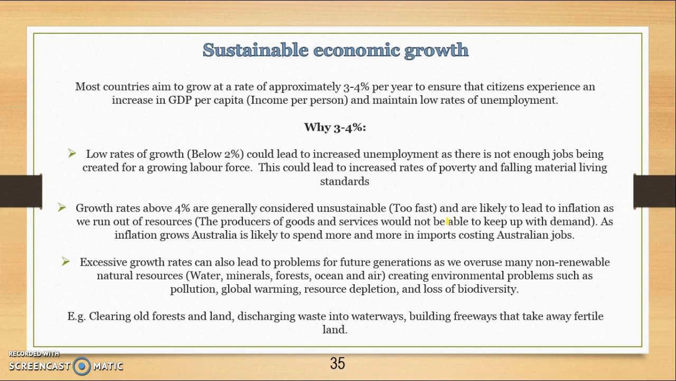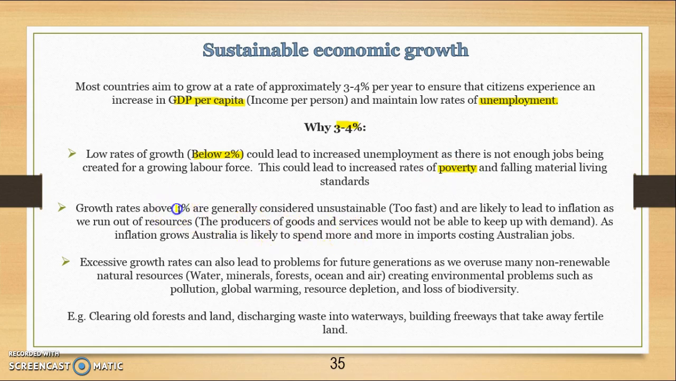So basically countries want to grow at around 3 to 4% per year, because we think that that's fast enough that it's going to lead to an increase in GDP per capita. So if we grow at 3 to 4% per year, it should lead to an increase in income per person, and we're generally producing enough goods and services to keep unemployment down as well. If we have growth rates below 2%, that might not be fast enough and might lead to increased unemployment. So we might not be increasing our production by a fast enough rate to create more jobs. And that can lead to more poverty and more people having worse material living standards.